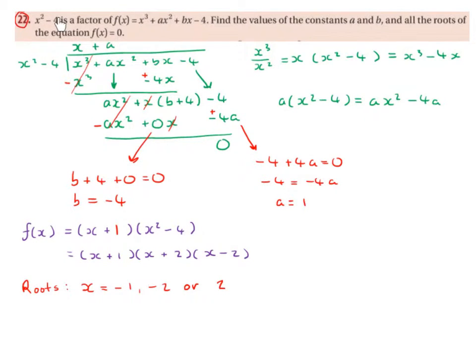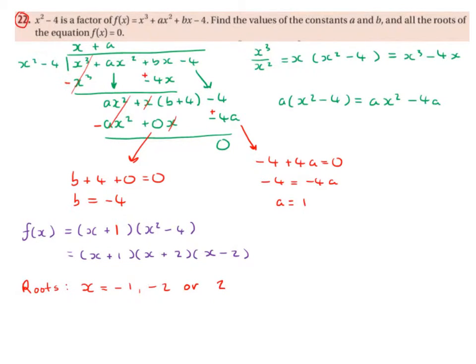x squared minus 4 is a factor of f of x equals x cubed plus ax squared plus bx minus 4. Find the values of the constants a and b and all the roots of the equation f of x is equal to 0. So we're going to set up our bus stop and put x cubed plus ax squared plus bx minus 4 under the bus stop and x squared minus 4 in front of the bus stop.